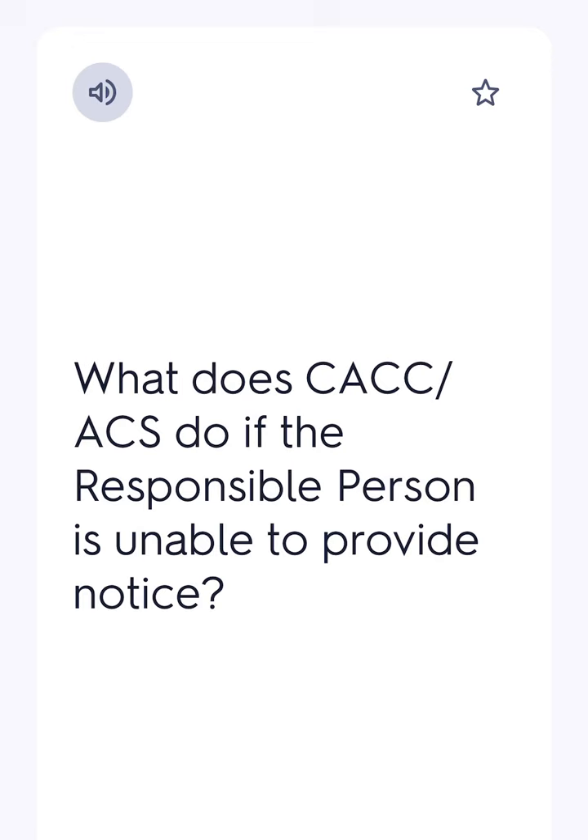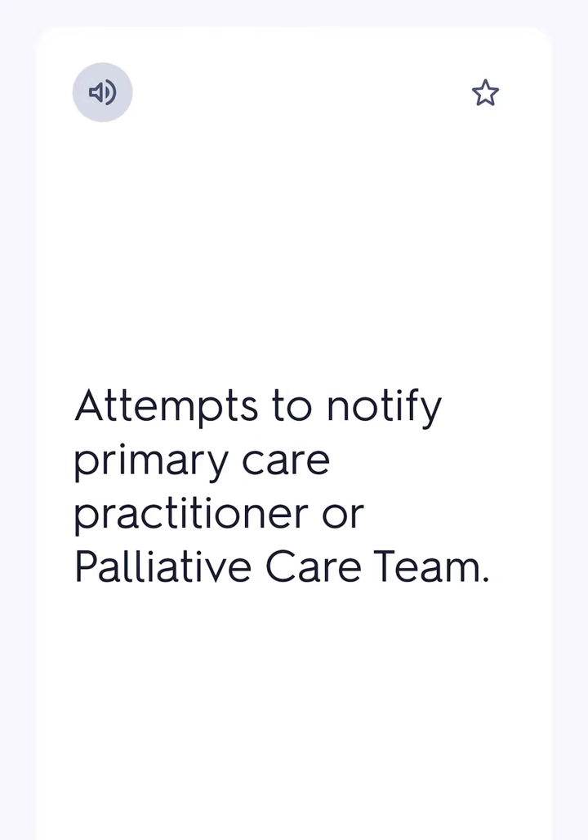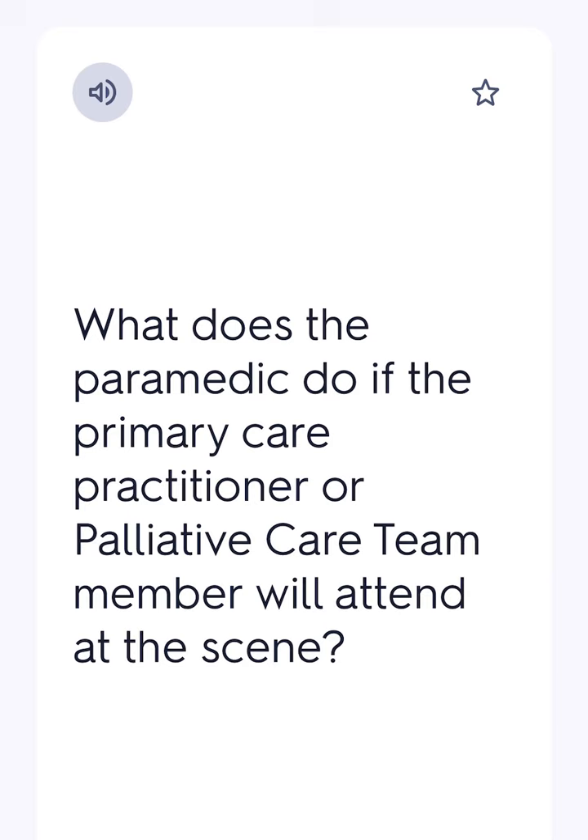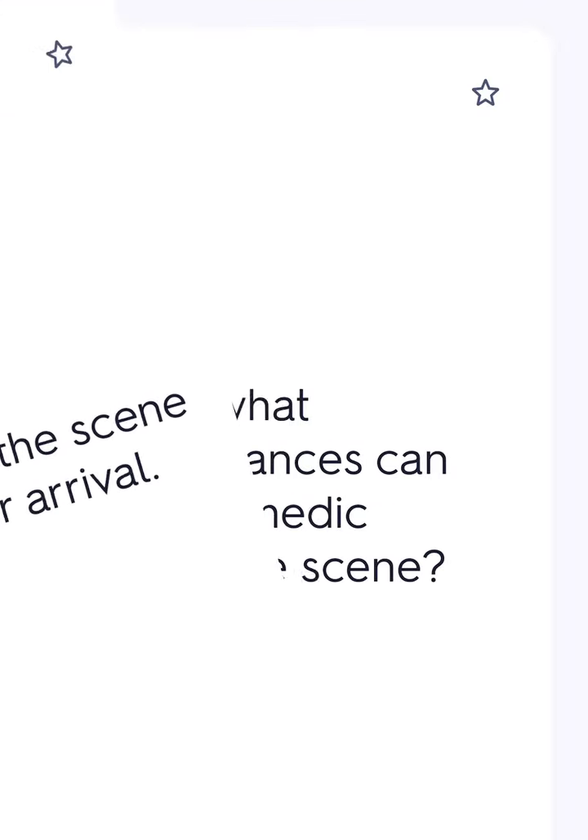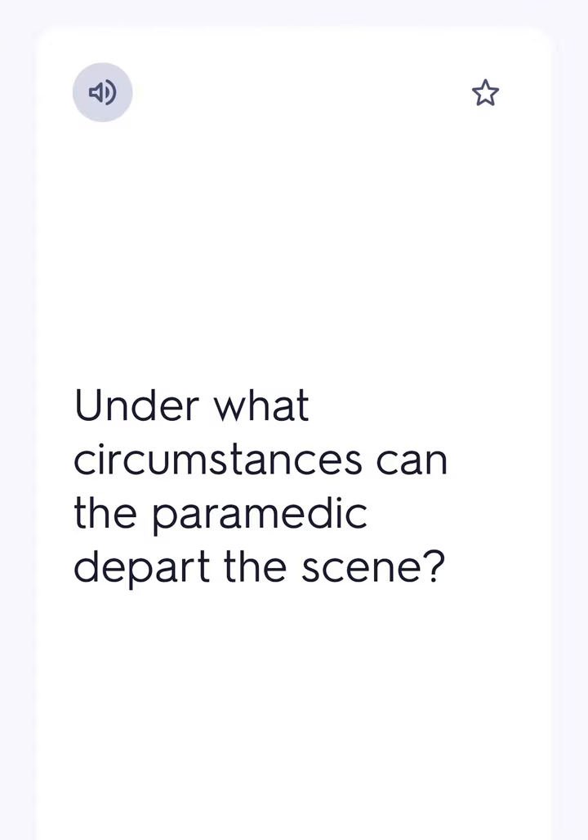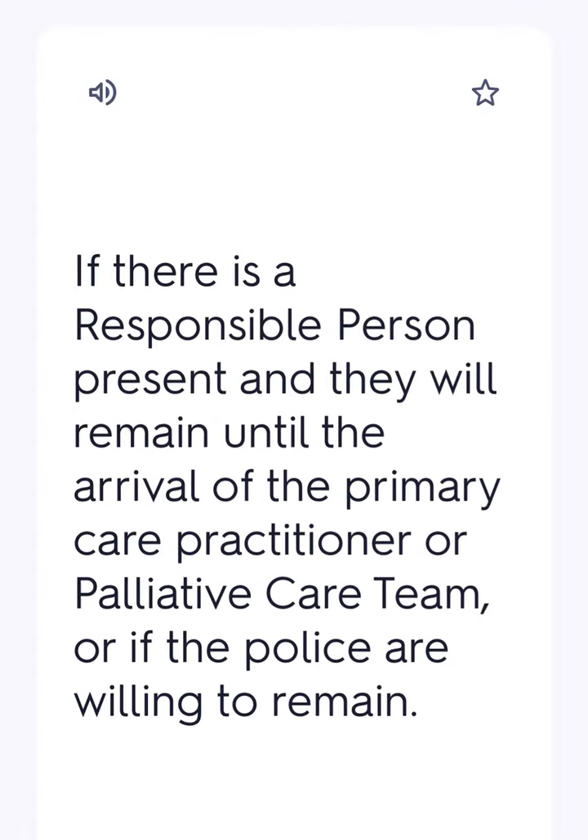What does CCC/ACS do if the responsible person is unable to provide notice? Attempts to notify primary care practitioner or palliative care team. What does the paramedic do if the primary care practitioner or palliative care team member will attend at the scene? Remains at the scene until their arrival. Under what circumstances can the paramedic depart the scene? If there is a responsible person present and they will remain until the arrival of the primary care practitioner or palliative care team, or if the police are willing to remain.